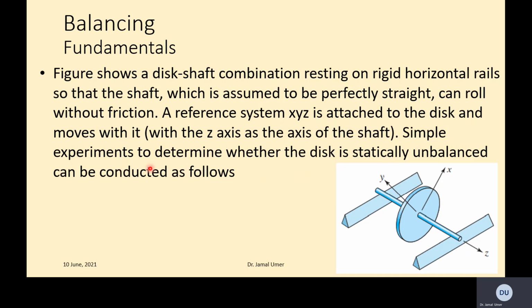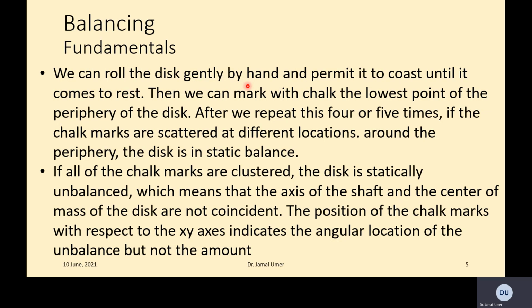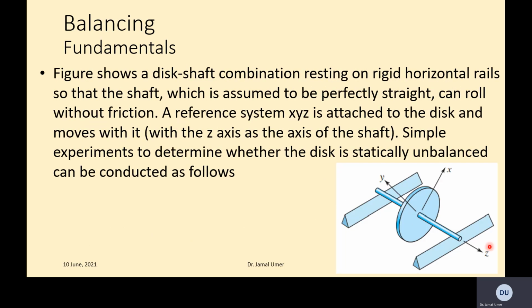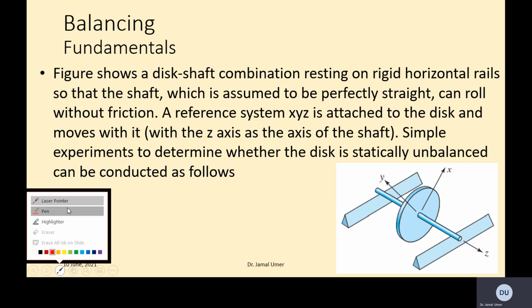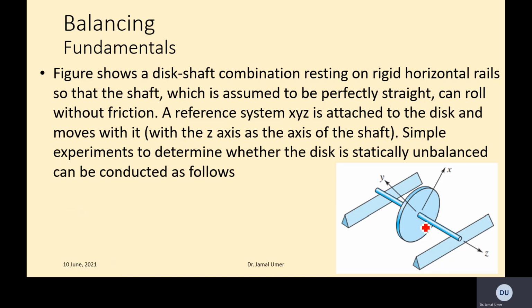A simple experiment to determine whether the disc is statically unbalanced can be conducted as follows. What are the steps? We can roll the disc gently by hand and permit it to coast until it comes to rest. So you roll it and then wait until it comes to rest. Then we mark with chalk the lowest point on the periphery of the disc. So let's say it is now in a static condition, and this is the lowest point. You mark it with chalk over here.